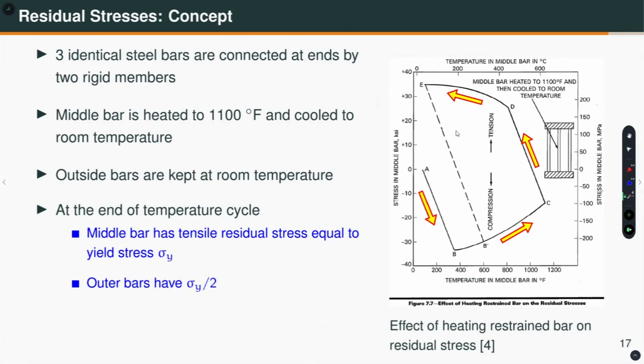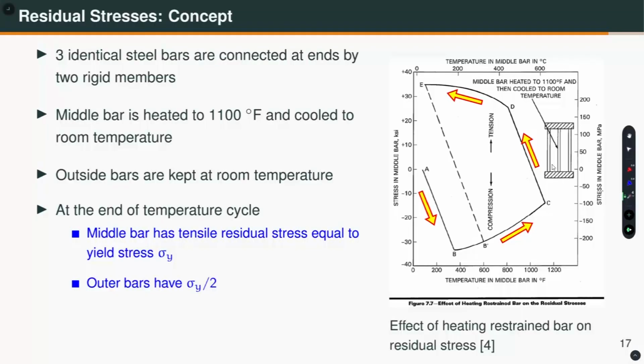Now, to explain this concept of residual stress, I will take a very simple example. So, let us consider we have got 3 identical rigid steel bars, that means same material, same geometry, everything the same. Okay. And these bars are connected by 2 rigid blocks at the ends, right. Then what I am doing, I am heating this middle bar from room temperature to some 1100 degree Fahrenheit, and then cooling it down back to room temperature. The other 2 bars remain the same at room temperature.